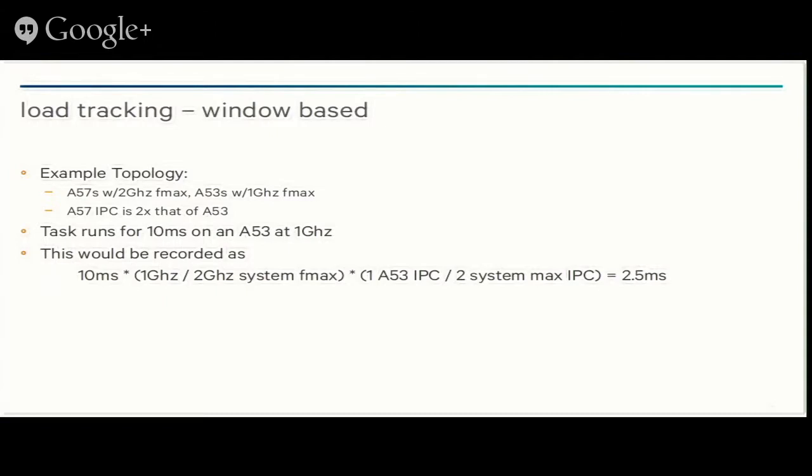So if we have 10 milliseconds of task demand on the A53 running at its Fmax of a gigahertz, what would we record that as for that task demand? You have to take into account the fact that the A53 is slower in frequency than the largest CPU in the system. And then you also take into account the IPC. So that'll actually end up getting recorded as 2.5 milliseconds instead of 10.